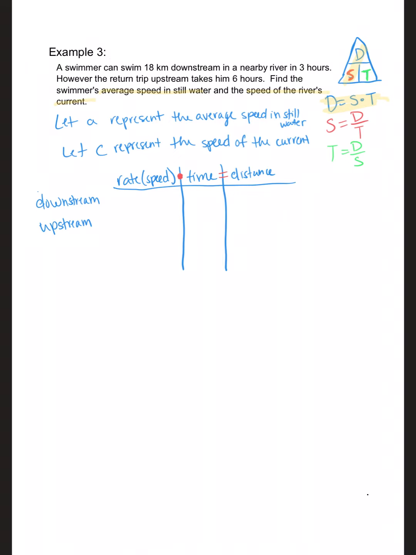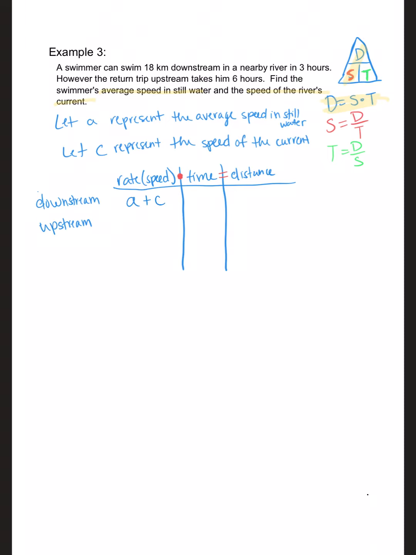So some things to think about here. We haven't really talked about currents or how we come up with an equation with them, but if we think logically, if we're swimming or rowing a boat and we're going downstream, the current actually helps us. So we can add the speed of the current to whatever speed we're going at, because those two speeds together create our total speed. So when we're going downstream, whatever our average speed is plus the current is the speed at which we're traveling.